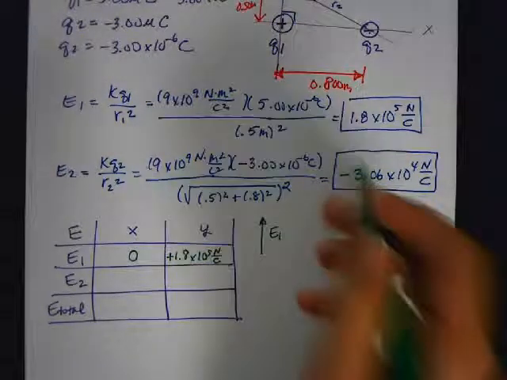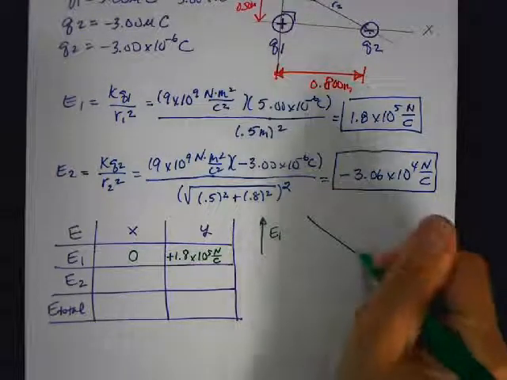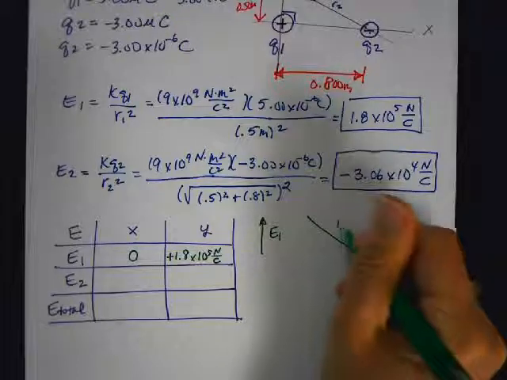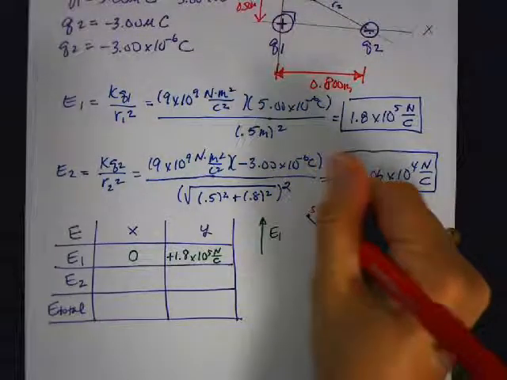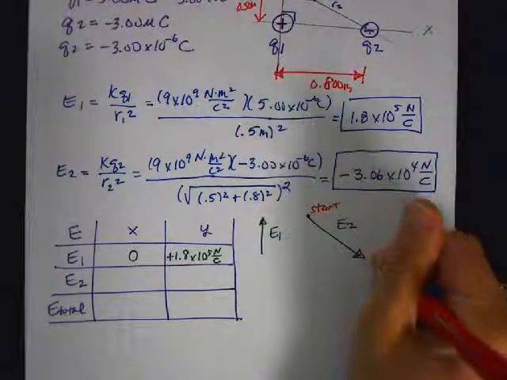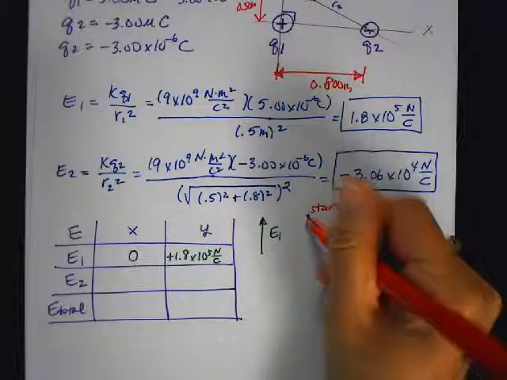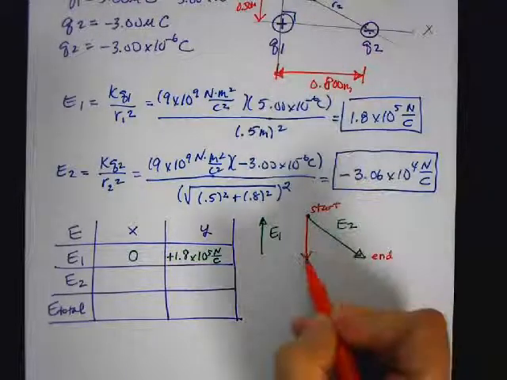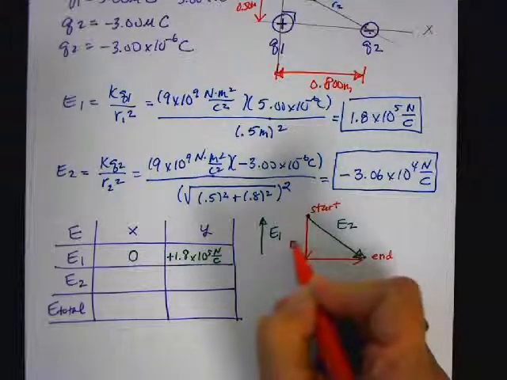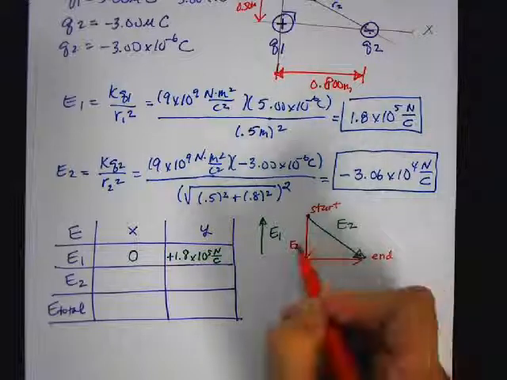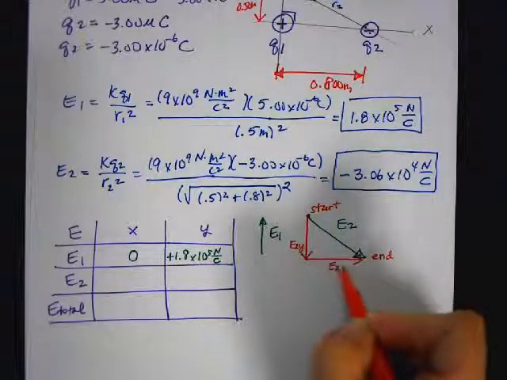Okay, now I'm going to draw E2 just the way I see it. This is E2. So now I want to find E2x and E2y. This is where I start. This is where I end. From the head of one vector, I do the tail of the other. So this is E2y, and this is going to be E2x.